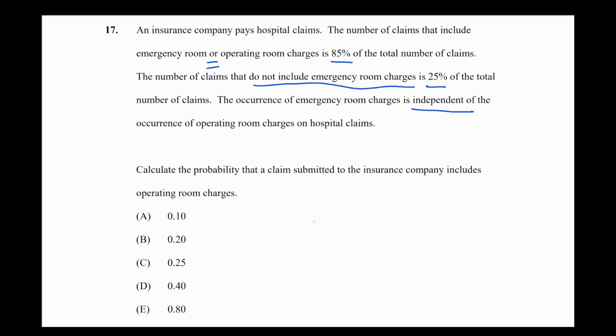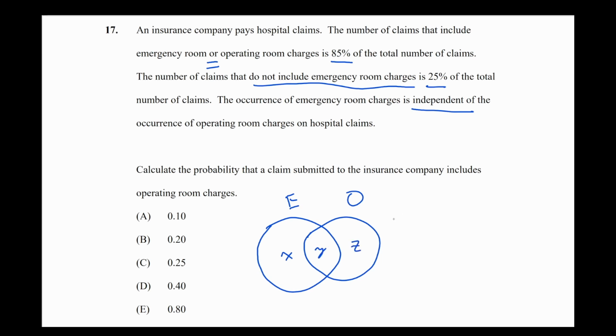So let's draw a Venn diagram for illustration purposes. I'm going to call this E for emergency and O for operating. And I'm going to call these X, Y, and Z. And we have all this space outside of here for anything that does not fall into these categories, which would be 1 minus this 85%, which is 15%, but I'm not going to worry about that.